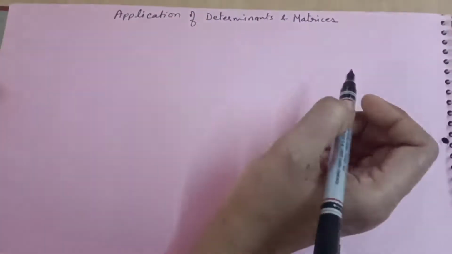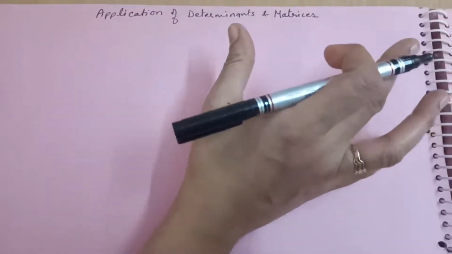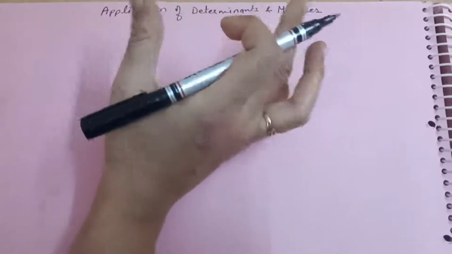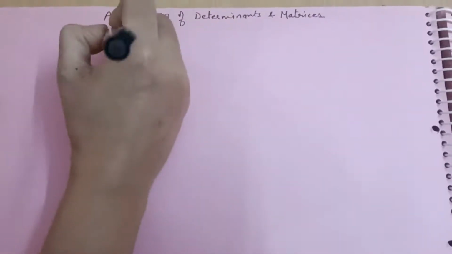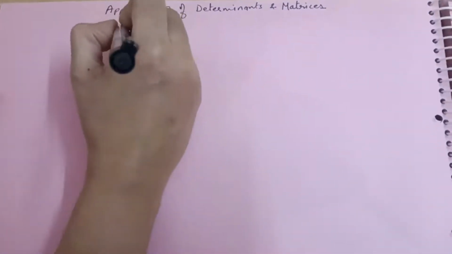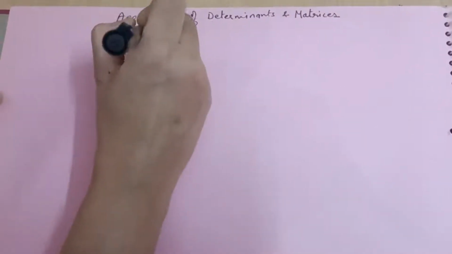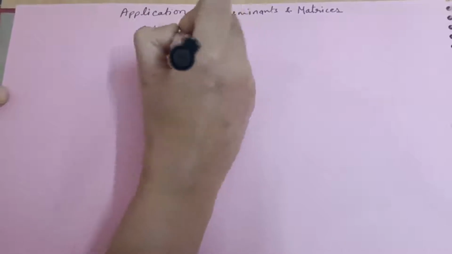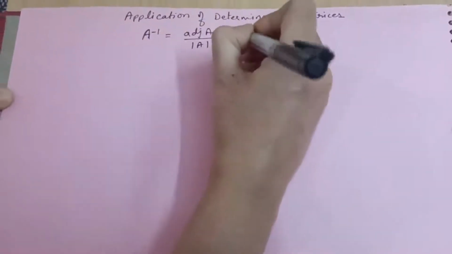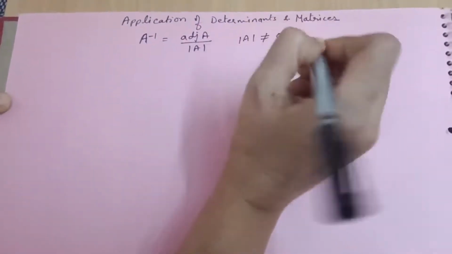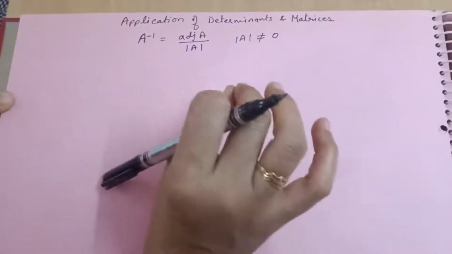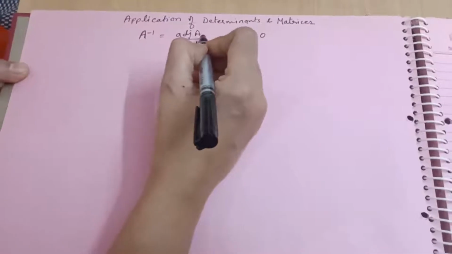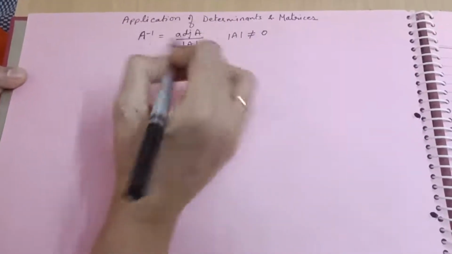Good morning students. In the previous video I told you how to get the inverse of a matrix using determinants. If A is any square matrix, how do you get A inverse? The formula was adjoint A divided by determinant A, where determinant A should not be equal to 0. And I told you how to calculate the adjoint of A. You might have done practice of getting A inverse.